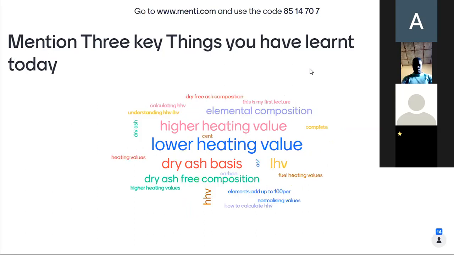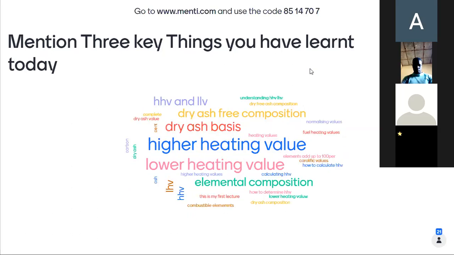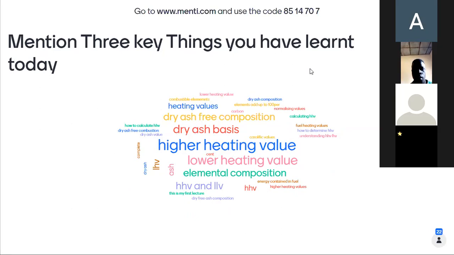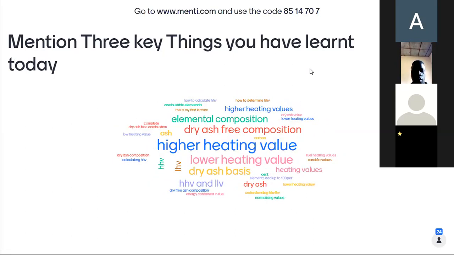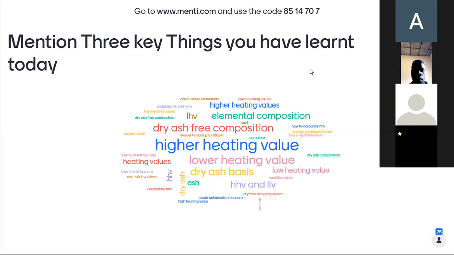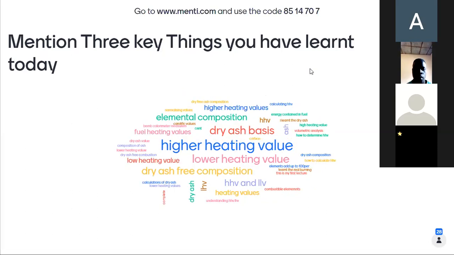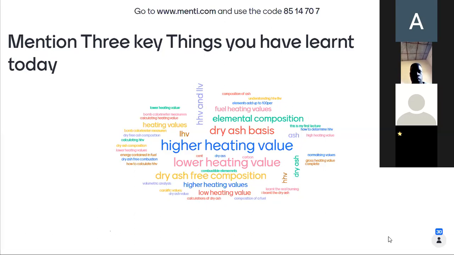Elements add up to 100%. How to calculate elements add up to 100%. So you can see higher heating value and dry heating value and ash, dry ash basis, they still come out from elemental composition. They come out prominently. And indeed, these are some of the things that we were able to determine. So we have this tool that can help us populate this kind of feedback, right? Feedback for us as we move on, okay? So keep your feedback moving. I think that we are 64 people listening in, so I expect more views.